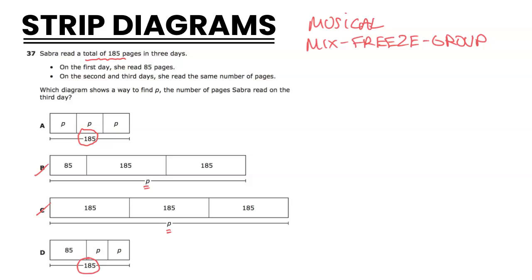Then we keep reading. The first bullet point says that on the first day, she read 85 pages, and on the second and third days, she read the same number of pages. And we want to know a way to find P, the number of pages that Sabra read on the third day. And so the differences between A and D, as you'll notice, is that this one has the 85 in place of the first day, and letter A does not. And so letter A would be the incorrect answer, which would leave us with letter D being correct.